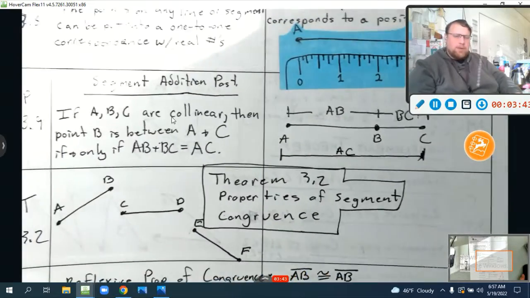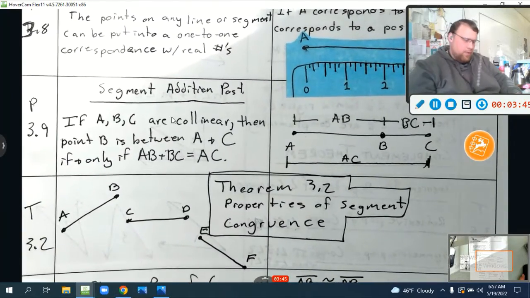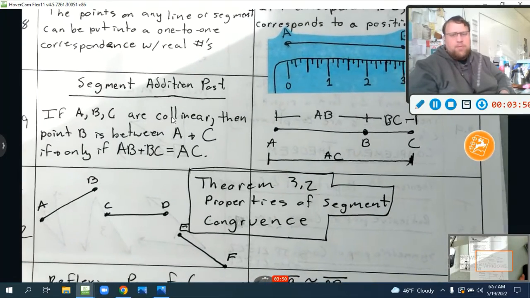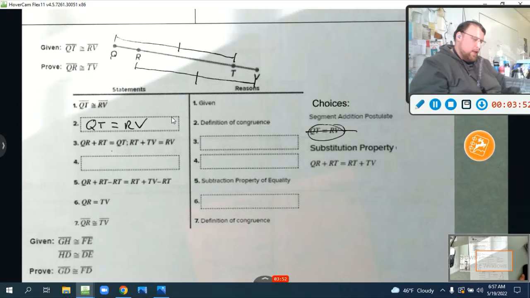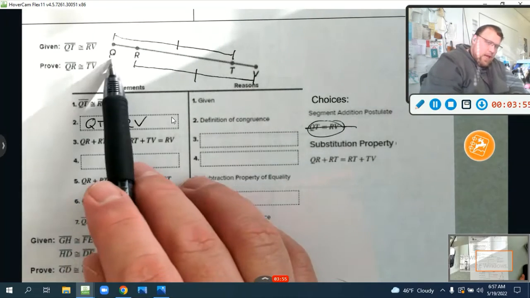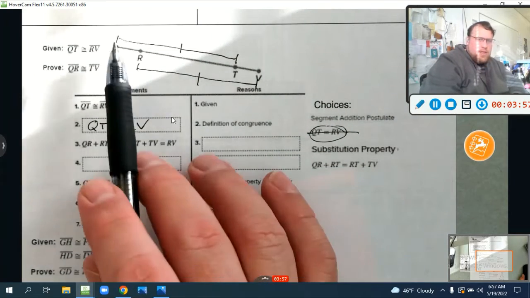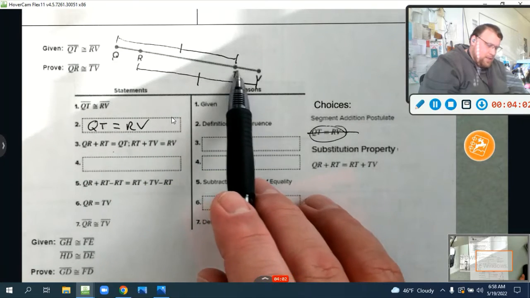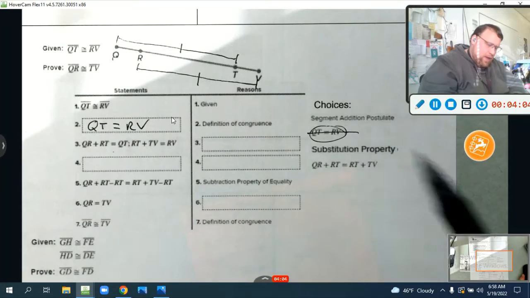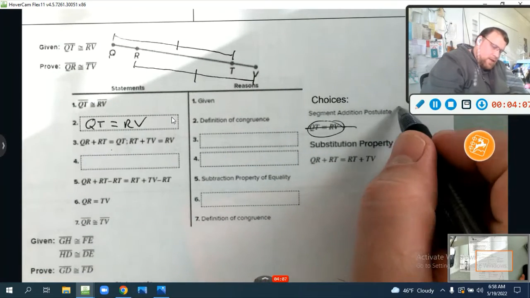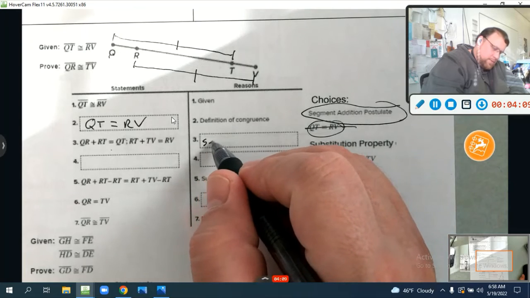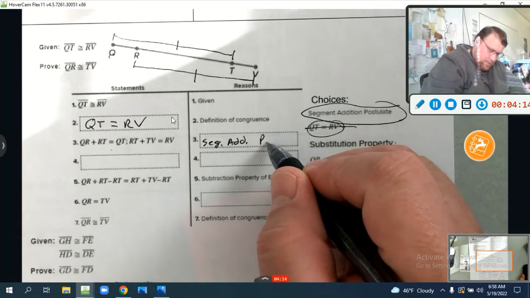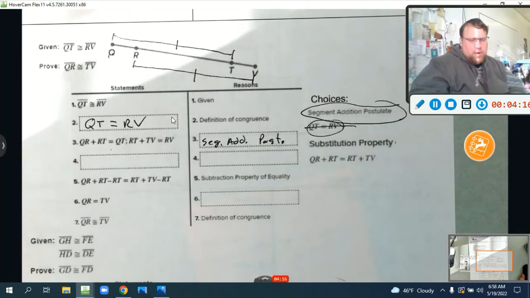It's very similar to the betweenness from earlier, the definition of betweenness. It actually comes from that. This is for line segments. So we're going to use that because what we're saying here is, if I add together QR plus RT, it's equal to the whole thing. And I'm also saying in the same breath, RT plus TV is equal to all of RV. And that's just our segment addition postulate. 3 little abbreviated words there, right?